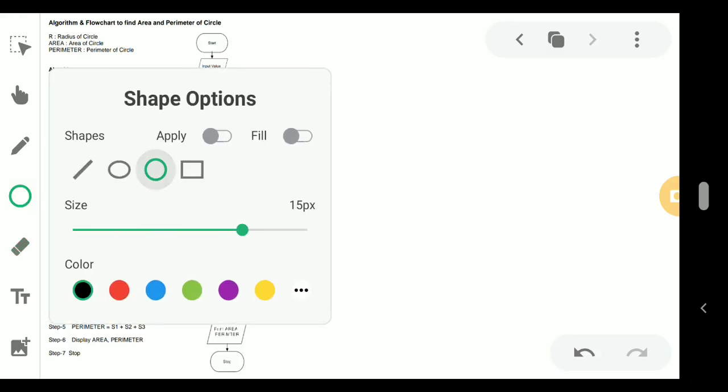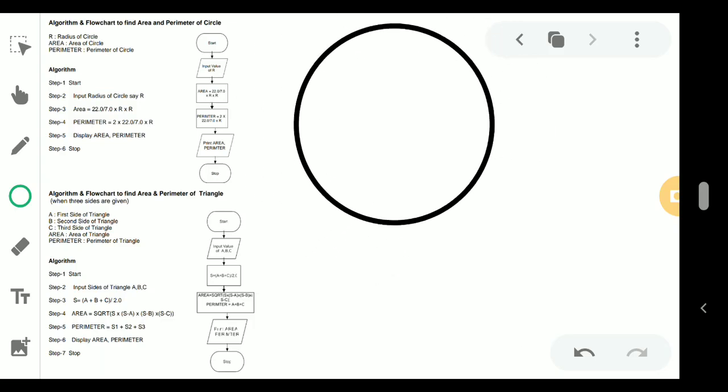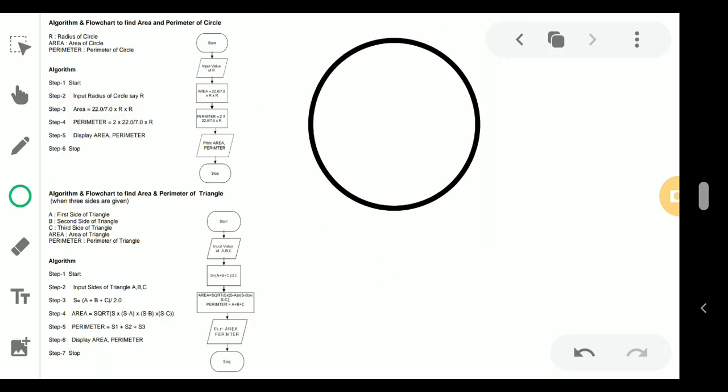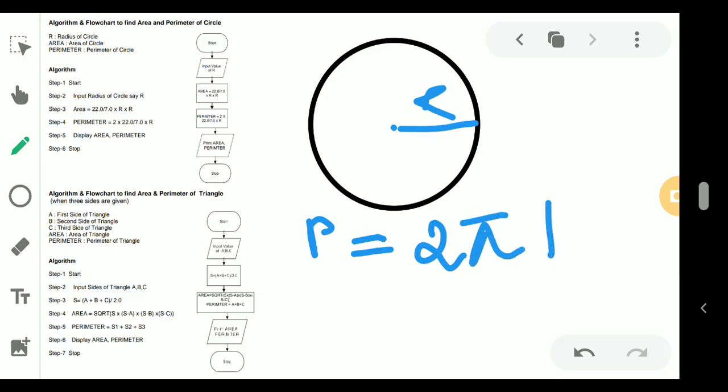I'm taking the shape of a circle. We have to find the perimeter of the circle and the area. To find the perimeter of the circle, the formula is 2 pi r. r is from the center to the edge. So the formula for the perimeter is 2 pi r.